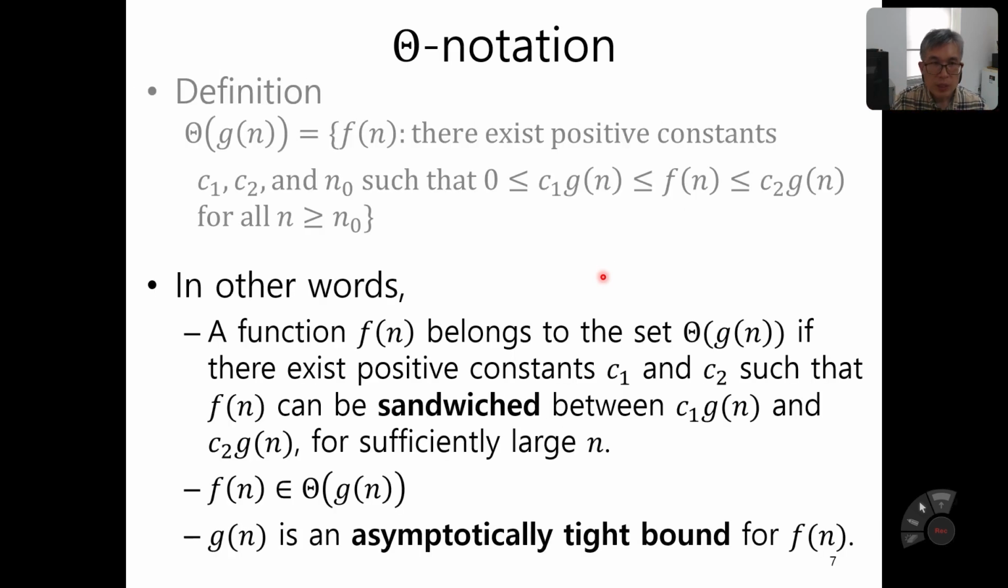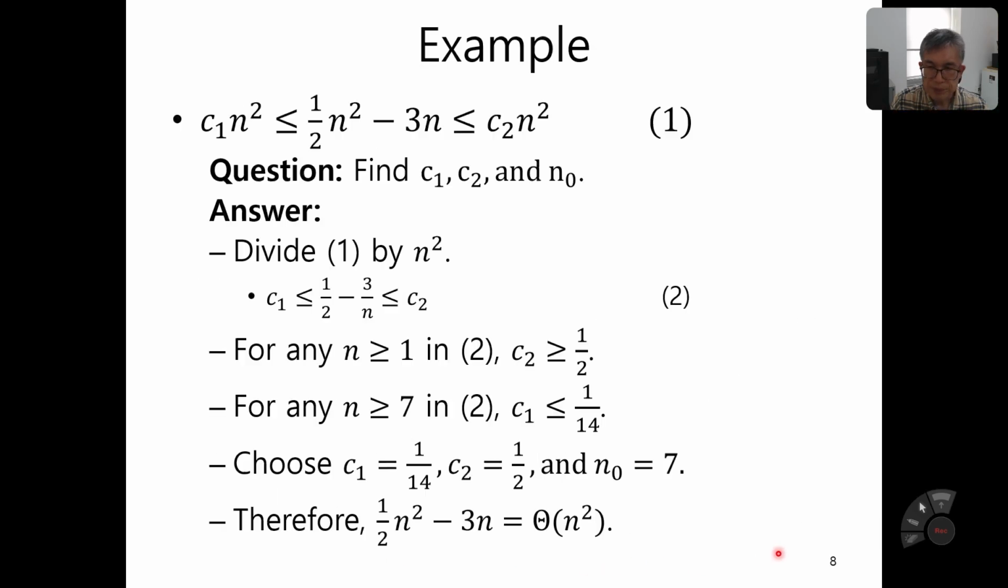In other words, a function f(n) belongs to the set theta of g(n) if there exist positive constants c1, c2 such that f(n) can be sandwiched between c1 g(n) and c2 g(n) for sufficiently large n. So f(n) is one of the elements of the set theta of g(n). g(n) is called an asymptotically tight bound for f(n). Let's take a look at an example.